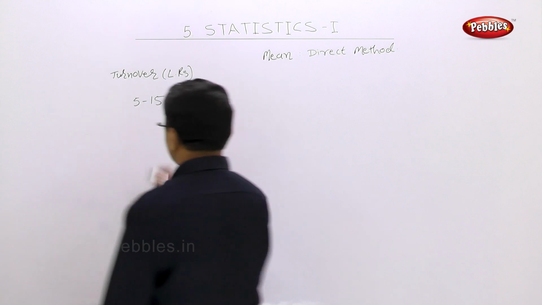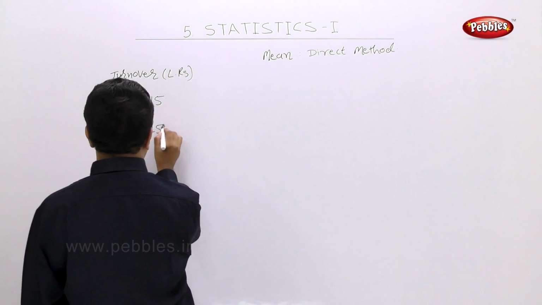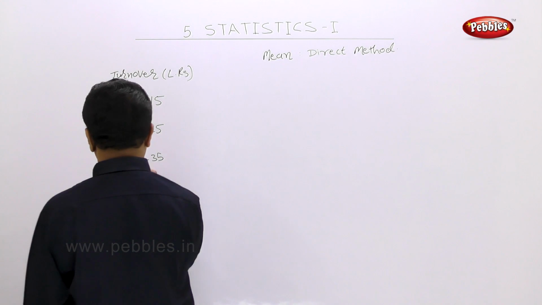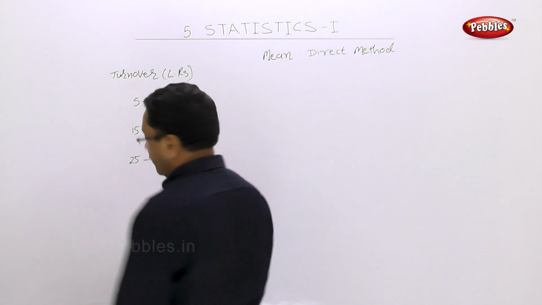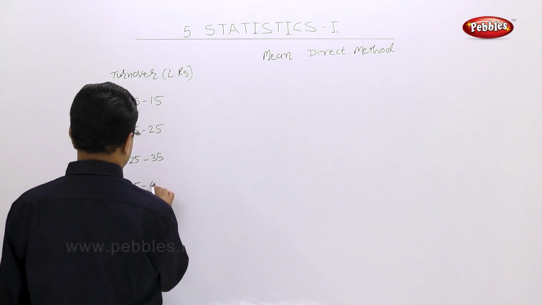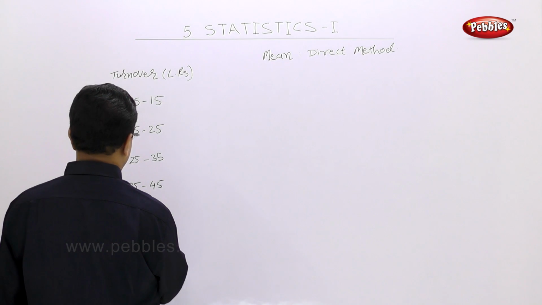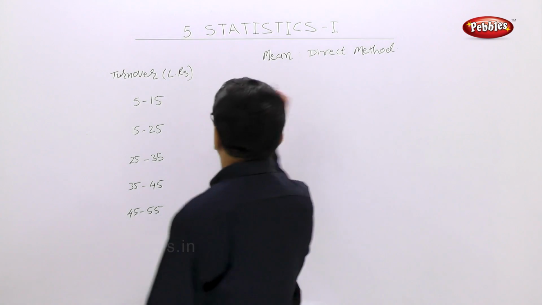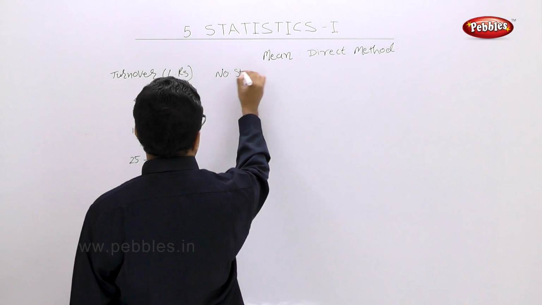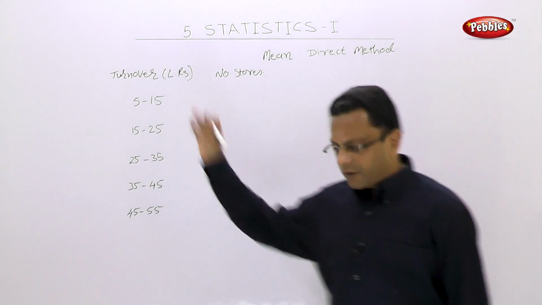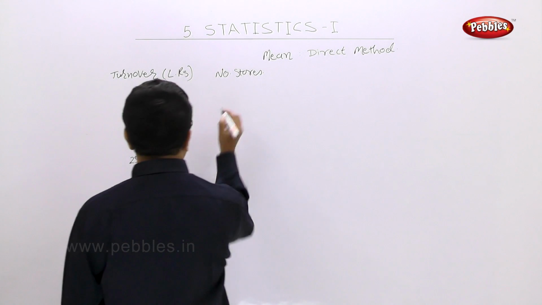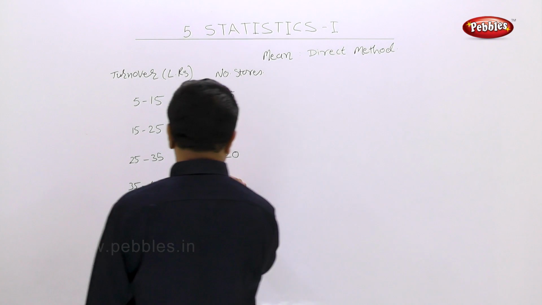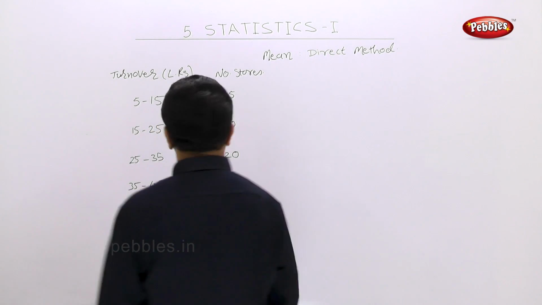5 to 15, 15 to 25, 25 to 35, 35 to 45, and last 45 to 55. And the number of stores given here is the frequency. Stores are given as 5, 10, 20, 13 and 2.